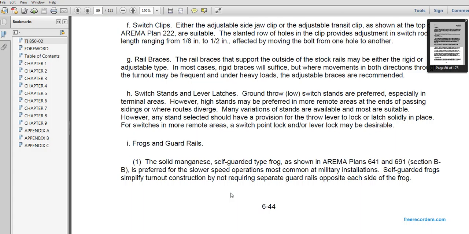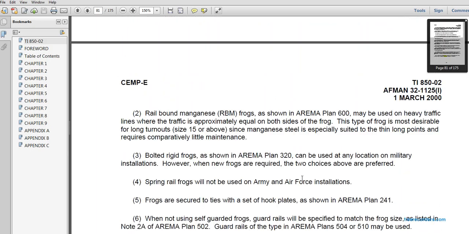Alright, frogs and guardrails. The solid magnesium self-guarded type of the frog is shown in REMA Plan 641 and 691. In Section B, it is preferred with a slower speed of operation, most commonly on military installations. Self-guarded frogs simply turn out. Construction may not require separate guarding rails opposite each side of the frog.